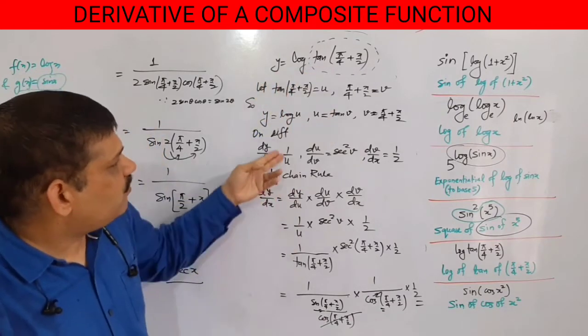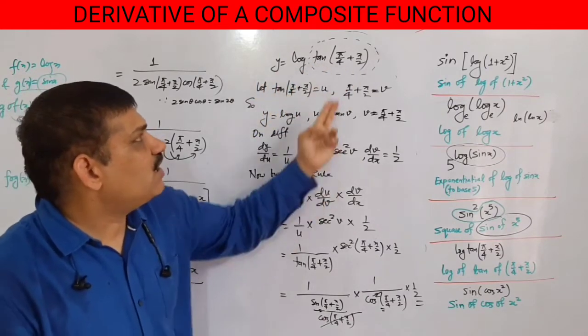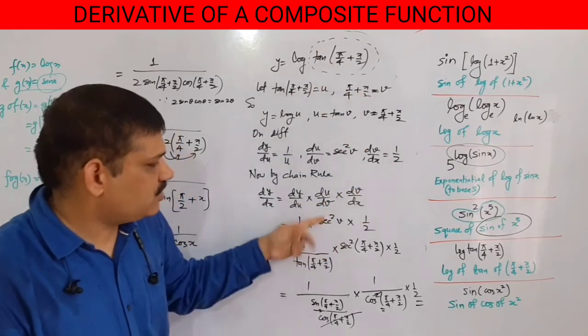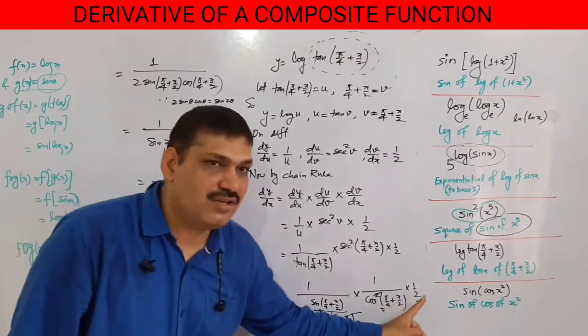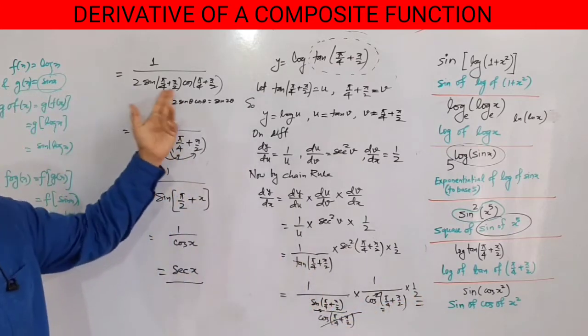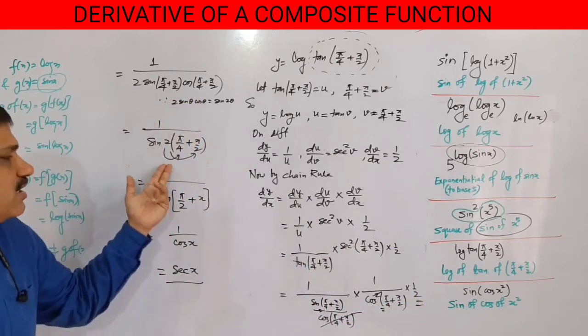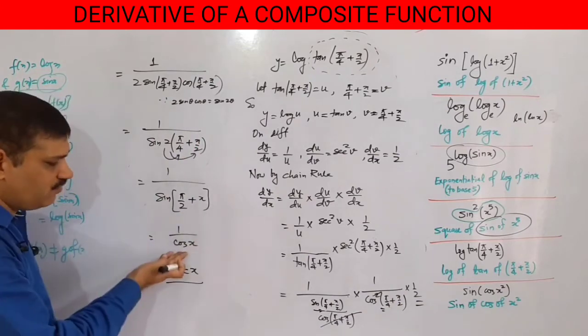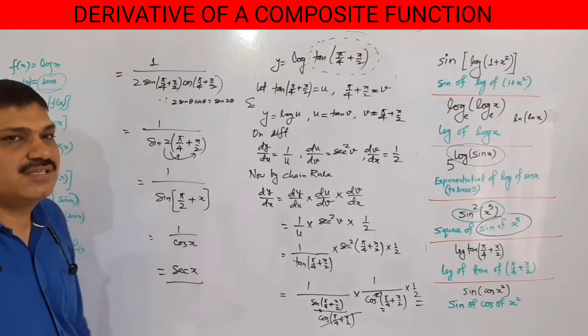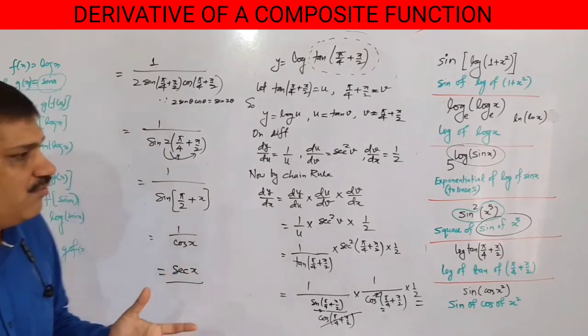Log of u, that is 1 upon u, tan of, that is sec square, this half. I'm changing it in terms of sine and cos. What we got in the denominator is 2 sine theta cos theta. 2 sine theta cos theta is sine 2 theta, and sine 90 plus theta, sine pi by 2 plus x, is simply cos of x, and 1 upon cos x is sec x. So this is how we do it.